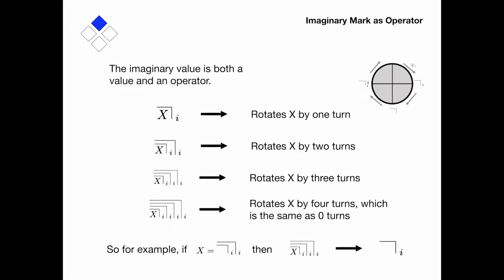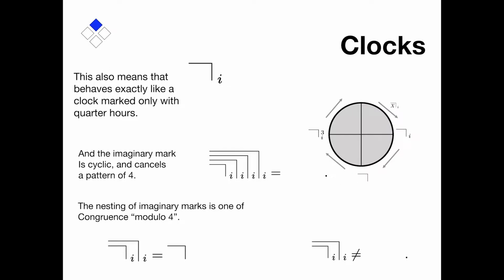So the imaginary value operating on something called x, a single nest, we can see as a rotation of one turn. A double nest does a rotation of 2 turns, a triple nest does a rotation of 3 turns, and a nest of 4 imaginary marks is the same as not turning at all. And this means that the imaginary mark acts exactly like a clock that is marked with only 4 quarter hours.